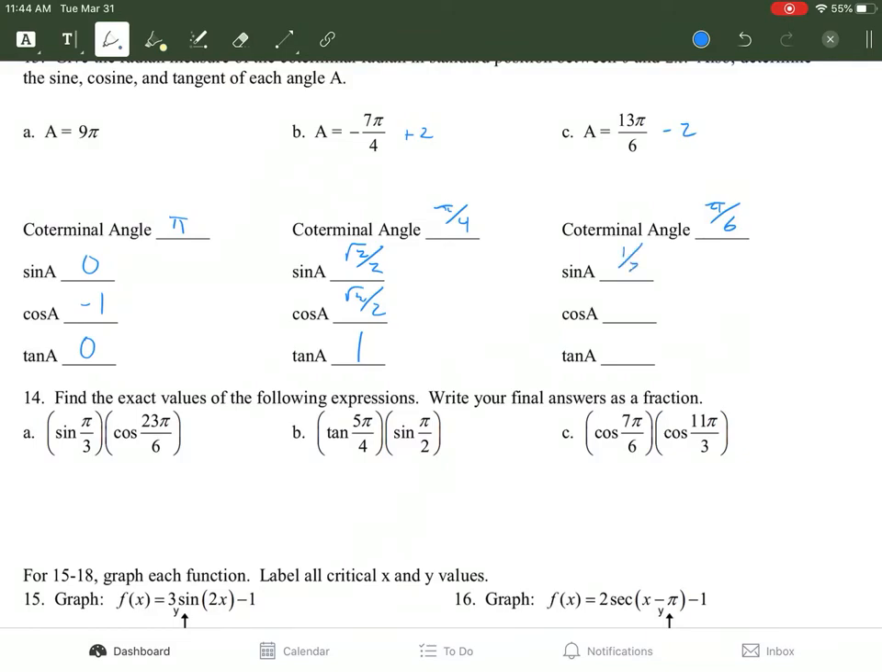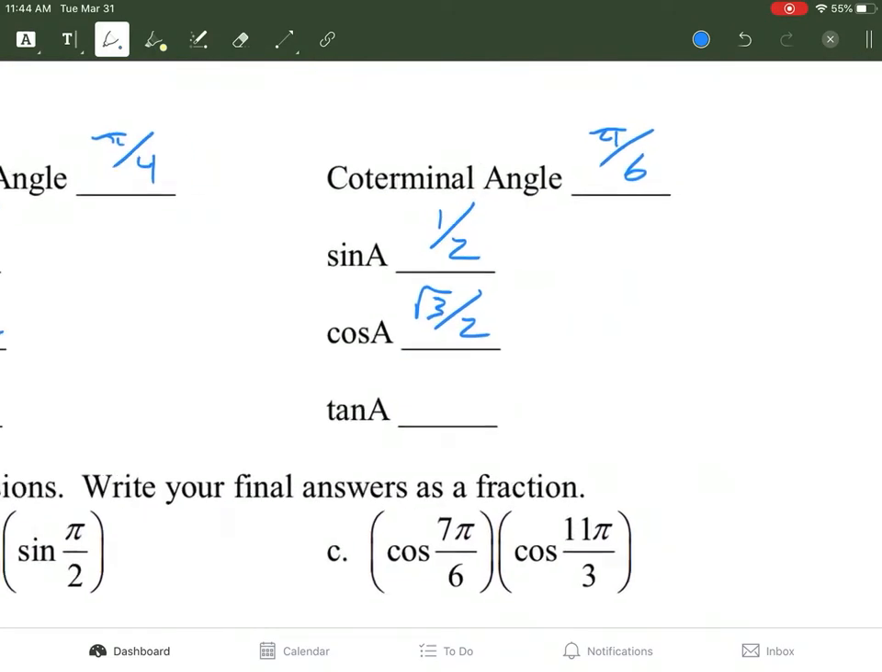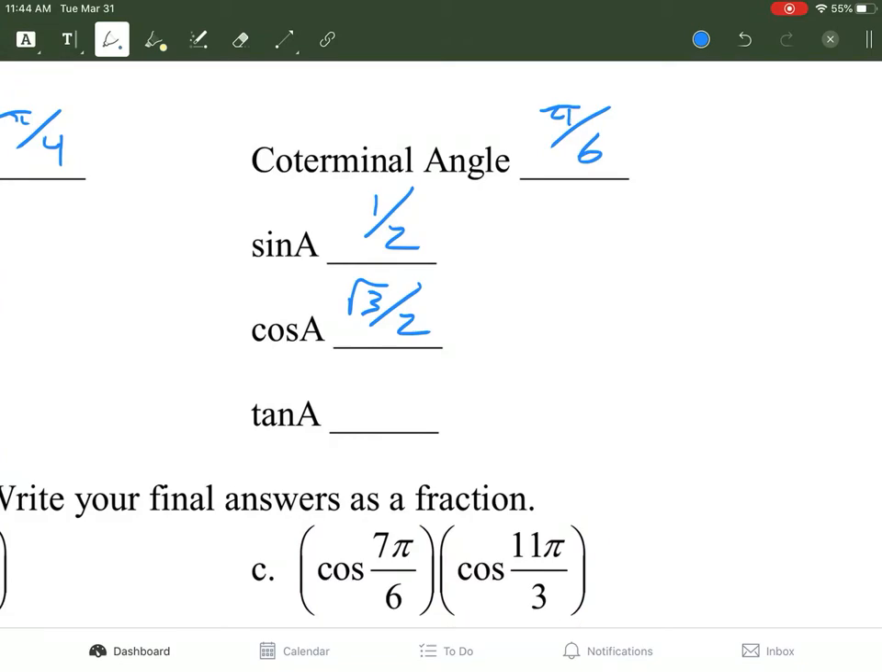For pi over 6, sine is the y value. You got 1/2. For cosine, it's the x value. It's √3 over 2. And for tangent, that's a little more difficult. So we're going to delve into this one. We've done this before, but just in case you don't remember, you have to divide 1/2 by √3 over 2. Since this is a complex fraction, you're going to multiply by the reciprocal of the denominator.